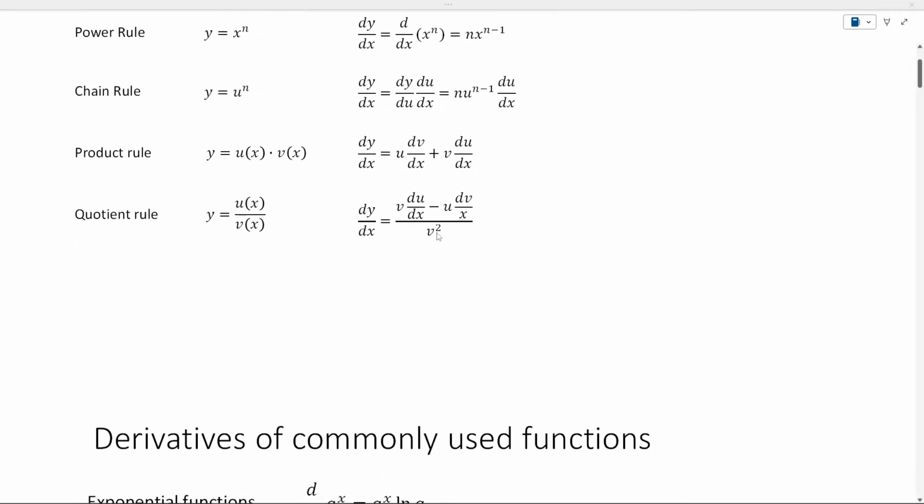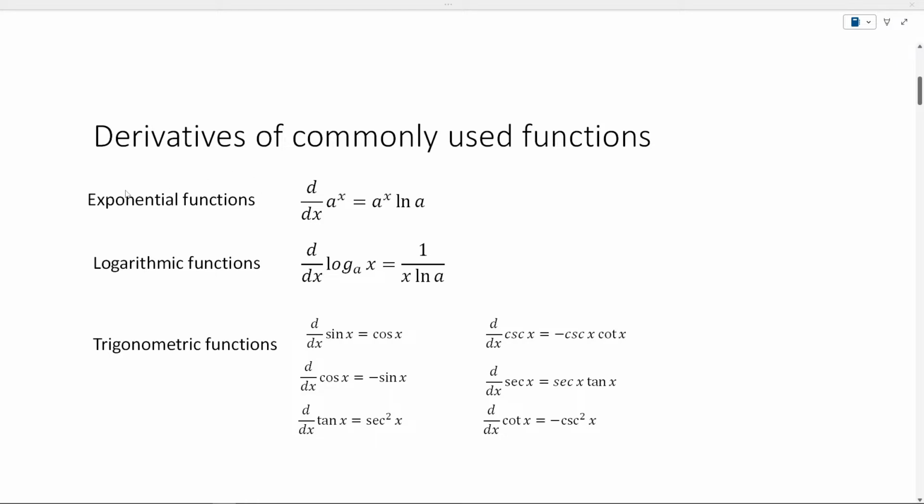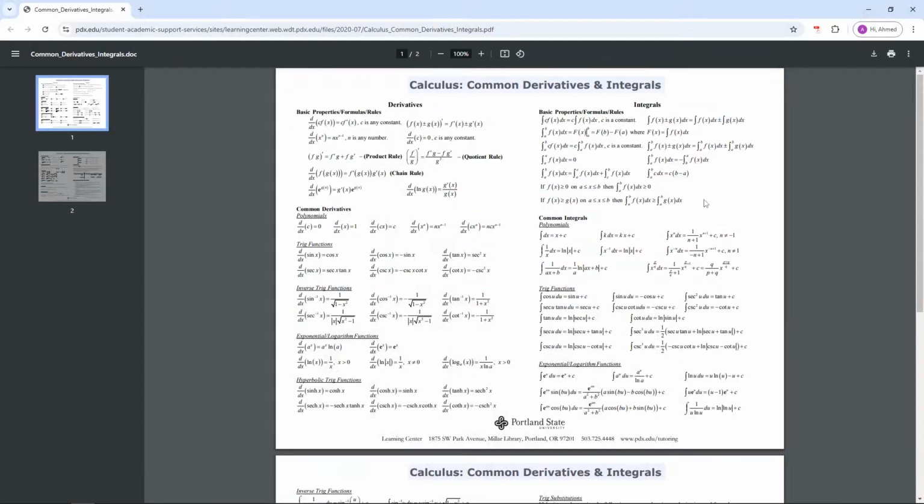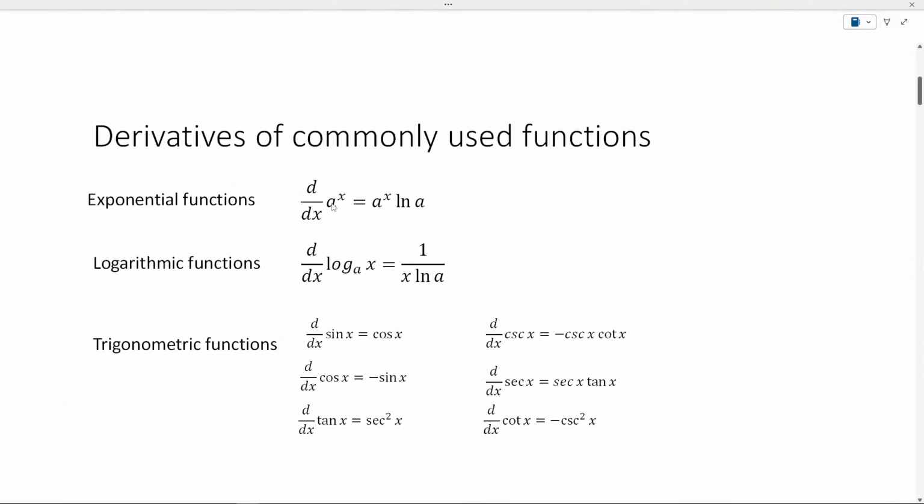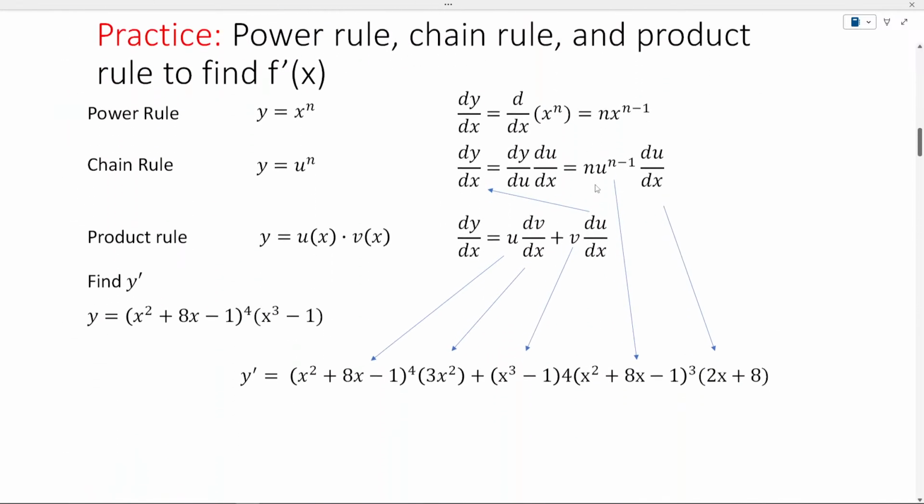So this is what we have. We have the power rule, the chain rule, the product rule, the quotient rule. These are some derivatives of special functions that are handy. If you need more, you can check tables like this, so they will have more and more of these handy derivatives of special functions that you can use. But let's just work on it.